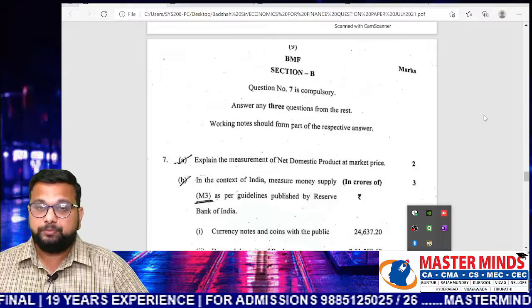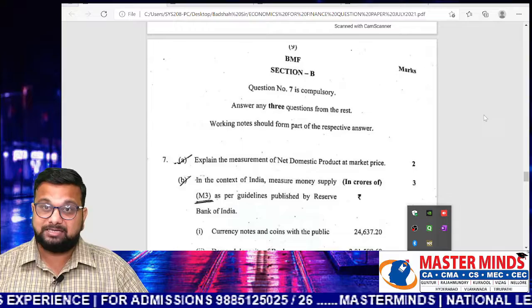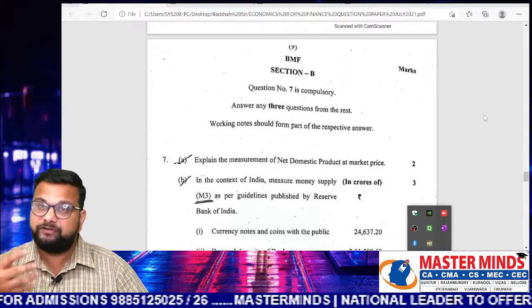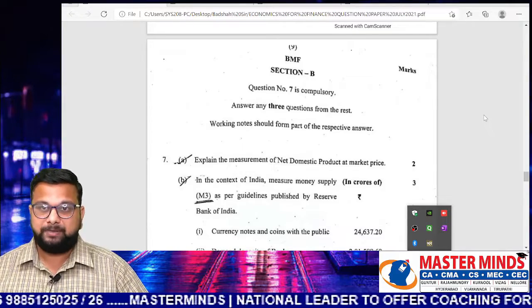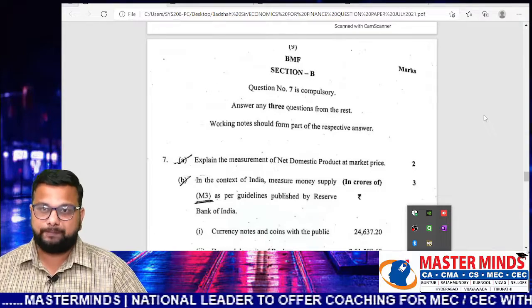If you follow the GUEST question paper, you can easily answer 41 marks. And if you are thorough with our Masterminds material, then you can easily answer all the 52 marks. So we are very happy with the question paper that was given today. Let us analyze the question paper right now.